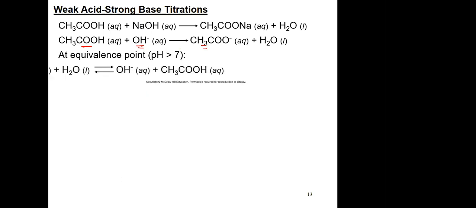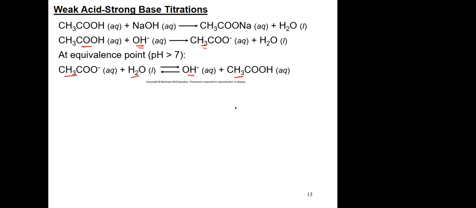Now, what really reacts at the equivalence point? The one that reacts at the equivalence point is acetate reacting with water to produce hydroxide and acetic acid. And this is the reason why the pH at the equivalence point is greater than 7. Try to look at it.